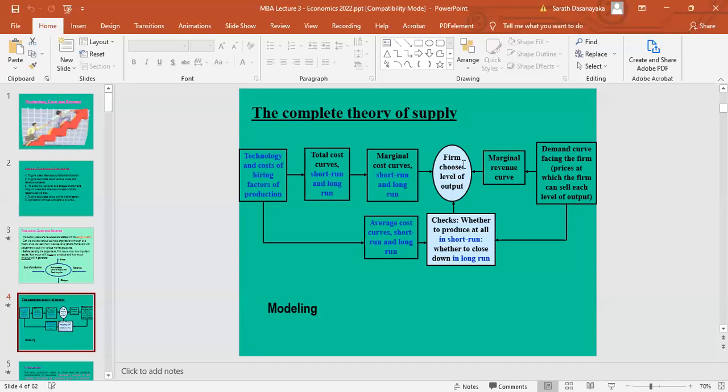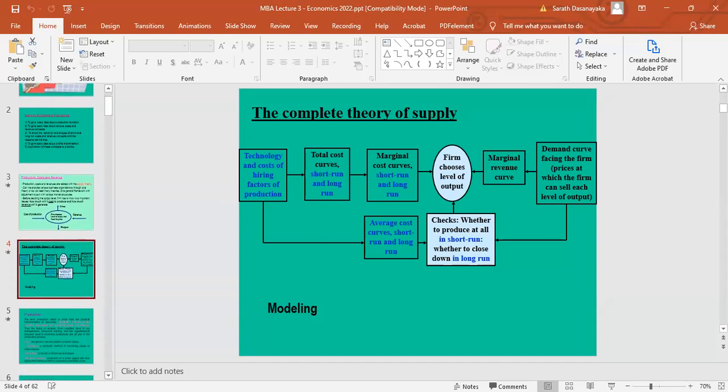The firm chooses the level of output. They check whether to produce at all in the short run, whether to close down in the long run. The last part of our lecture will discuss how the firm decides whether to stay in the business or close the business, because by looking at the cost side, they will decide. Behind that decision, they have average cost curves with respect to the short run and long run. This is a somewhat complex modeling, and we can introduce more mathematics and even software to quantify it.